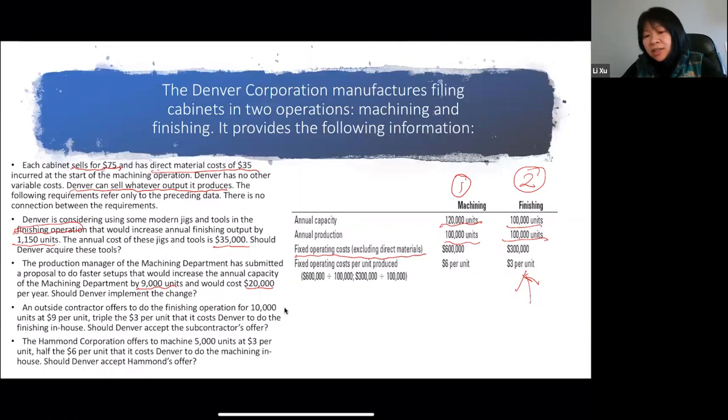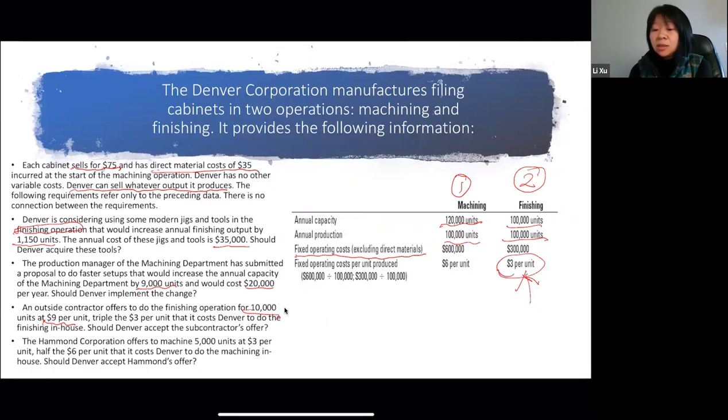Now there's an outside contractor who said, hey, we can do the finishing operation for you. For 10,000 units, we only need to charge you $9 per unit. Okay, so here, if you do it at home, it seems like a better deal, right? Because the fixed cost per unit produced is like $3. Should the company accept this offer or not?